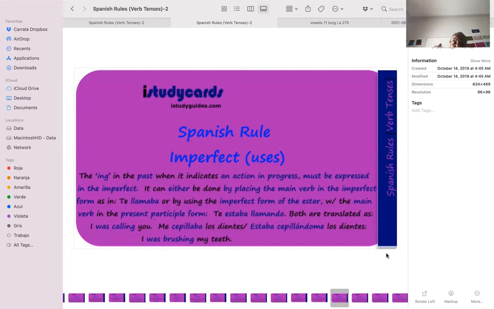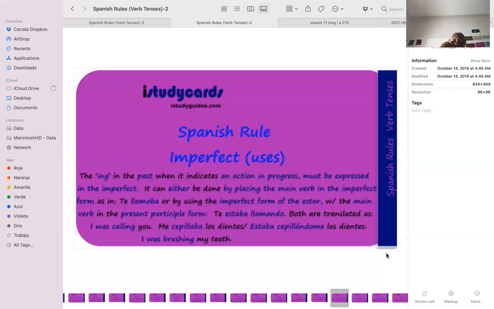Now that's not a finished sentence, of course. I was calling you when blah, blah, blah. When someone entered the room, cuando llegó alguien. Or you can say, te estaba llamando. That's what I say a lot.